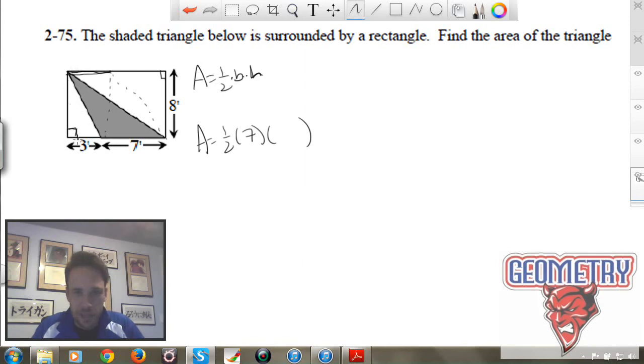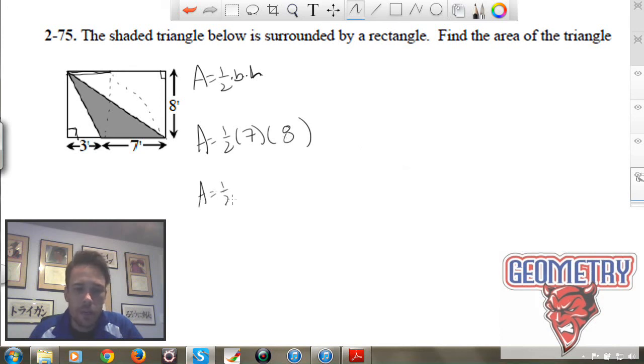The height hasn't changed. When you take a triangle and move it so that it's oblique, and the vertex point moves from side to side, as long as it's going along parallel with the base, the height doesn't change. So the height of this shaded triangle is 8.